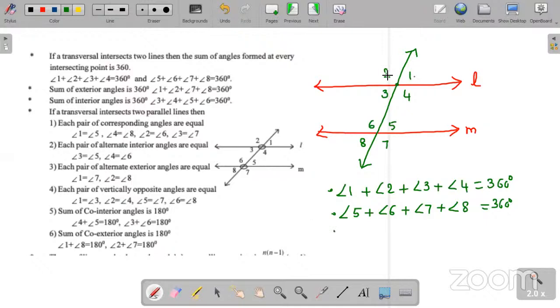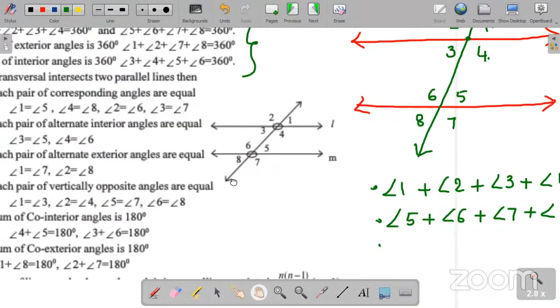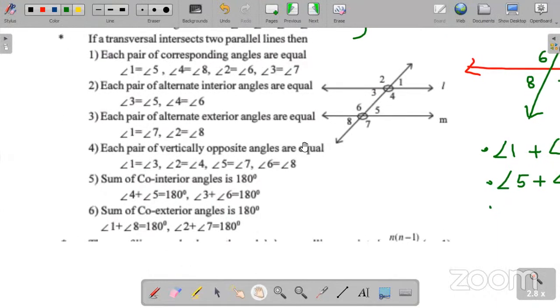Angle 1 plus angle 2 plus angle 7 plus angle 8 is also 360. Sum of interior angles also: angle 3 plus angle 4 plus angle 6 plus angle 5 is also 360 degrees. You remember these points. So my dear students, please try to understand this concept. This concept is very important.